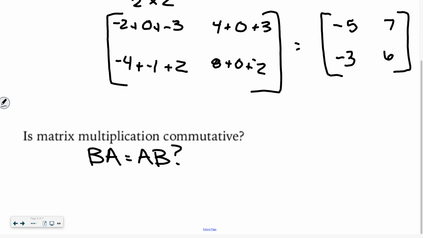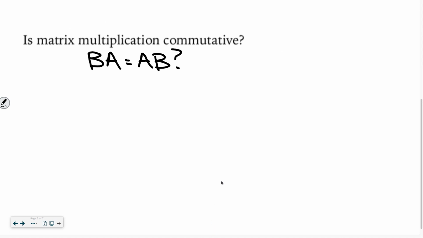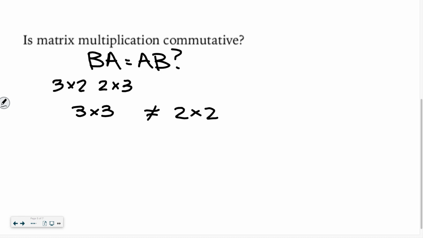Is it commutative? The answer is no. What's an easy way for you to tell that that's a no? Checking the orders. Like before you even get into multiplying B times A, what is that one? 3 by 2, and then you'd be multiplying it by a 2 by 3. Okay, so you can multiply them because the columns of B match the rows in A's, but then you're going to get a 3 by 3, which can't be equal to our 2 by 2 matrix. Okay, so the answer is no.